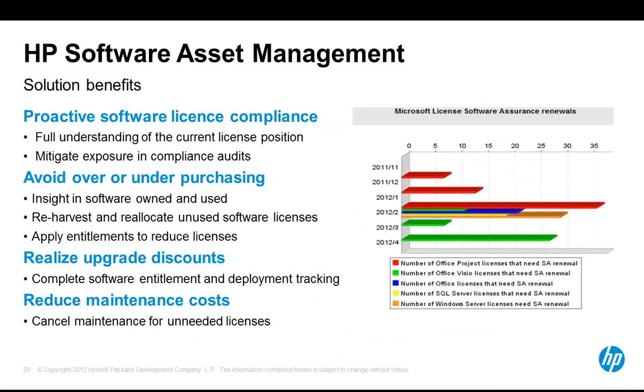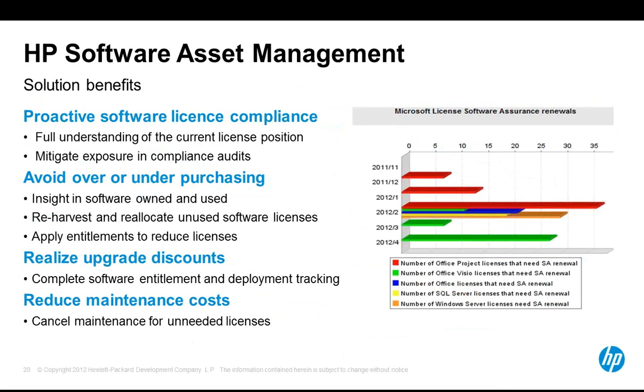What are some key benefits of the HP SAM solution? Maybe the most important is really attaining automated and proactive software license compliance. It's about really truly understanding your license position and according to that to take appropriate action, either to purchase needed licenses or to deinstall some of your software. Once you understand what you are using, what you have purchased, what is unused, what you need, you can then really plan much better. You can then avoid over-purchasing as well as under-purchasing.